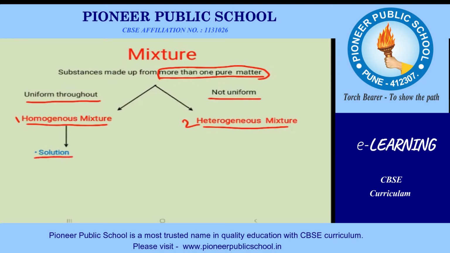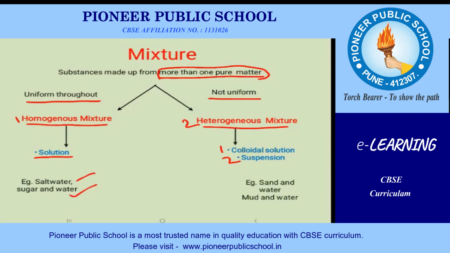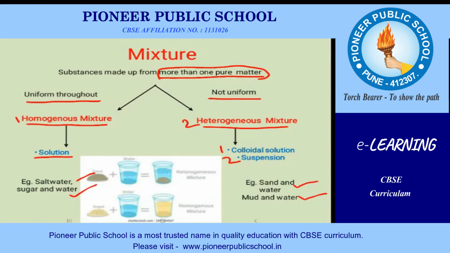Now dear students, homogeneous mixtures are like solutions. They are solution type, and heterogeneous mixtures show two types again. The first is colloidal solution and the second is suspension. Now dear students, we will take examples of solution, colloidal solution and suspension. Here for solution we have the examples of salt water, also sugar and water. While here we have the examples of sand and water and mud and water.